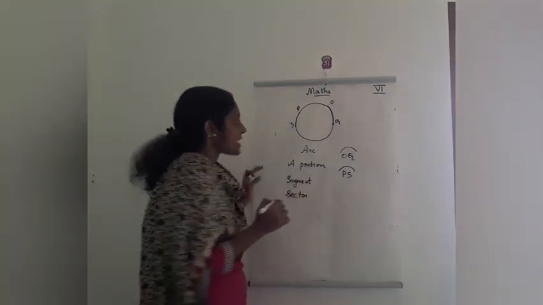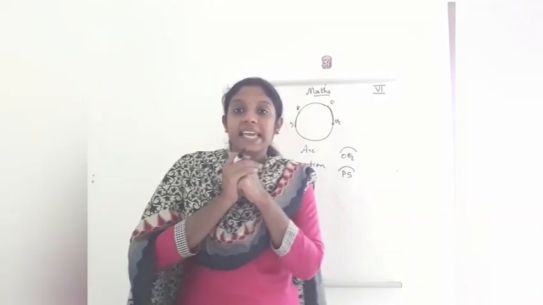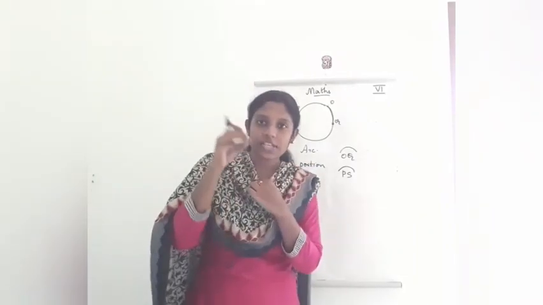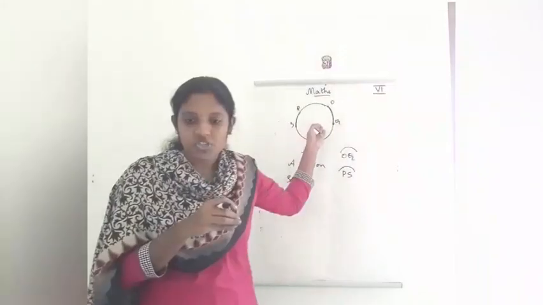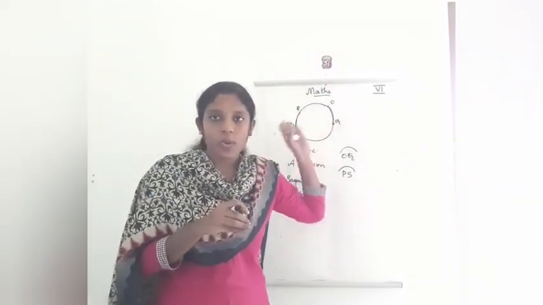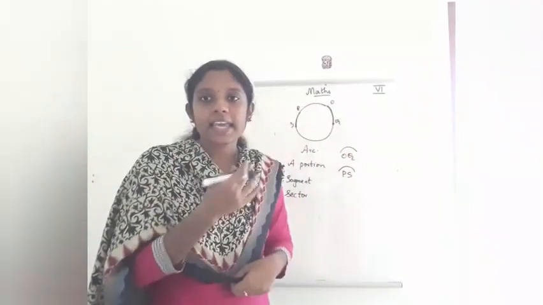So moving to segment and sector, first let's see what a sector is. Sector is an interior region of the circle. So this is the interior region which is formed by an arc on one side and a pair of radii on the other side.